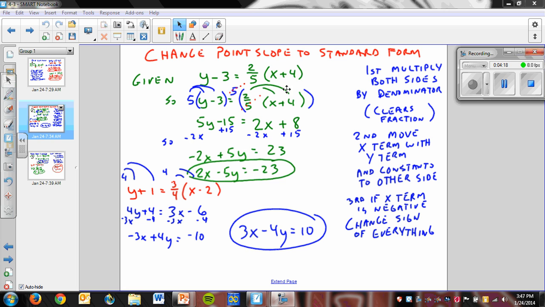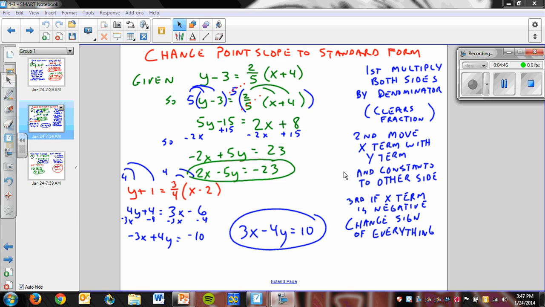Once you're there, distribute the 2, distribute the 5, so we have 5y minus 15 equals 2x plus 8. Now all we need to do is get the x and y on one side and the number by itself on the other. So subtract 2x, subtract 2x. Take this number, we have to move it over, so add 15, add 15. We're left with -2x plus 5y equals 23.